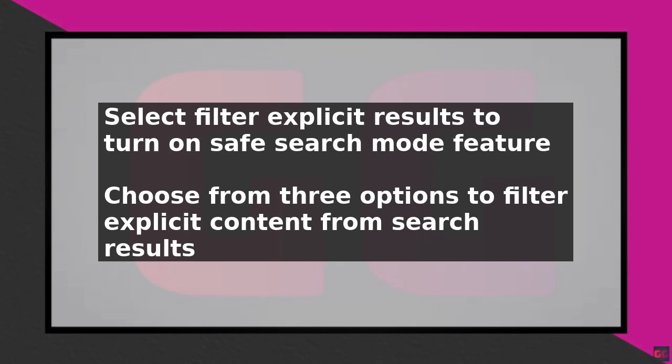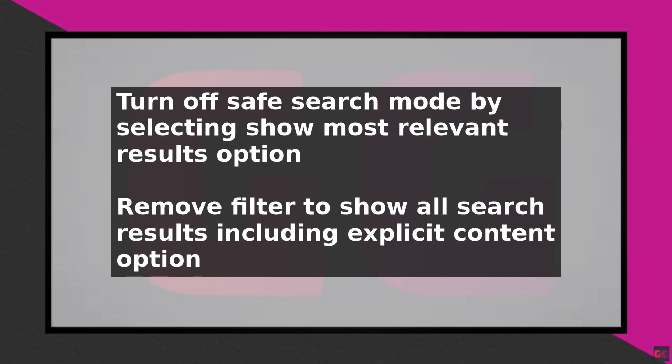To confirm that Safe Search Mode has been turned on or off, try searching for a keyword that may return explicit results. If Safe Search Mode is turned on, you should not see any explicit content in your search results. If Safe Search Mode is turned off, you may see explicit content in your search results.